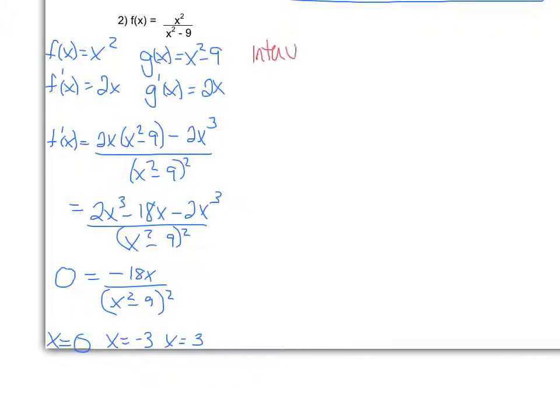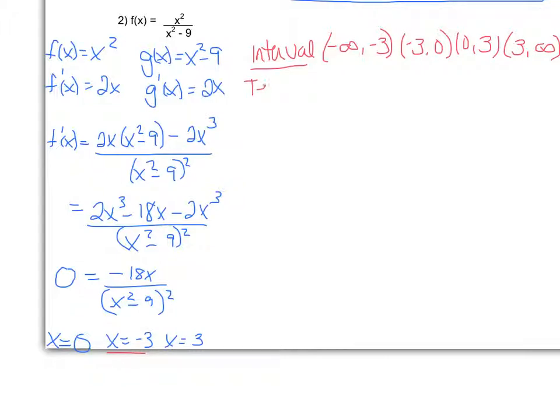So when I set up my interval, again, it's an open interval. I was not given a closed interval. I'm going to go from negative infinity up to, not to 0, to negative 3. I always want to go in numerical order, so negative 3 does come before 0 when reading from left to right. Then I'll pick back up from negative 3 to 0, from 0 to 3, and then I always finish by going up to infinity.